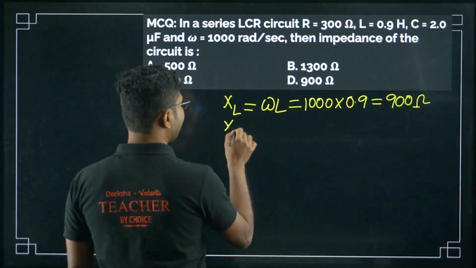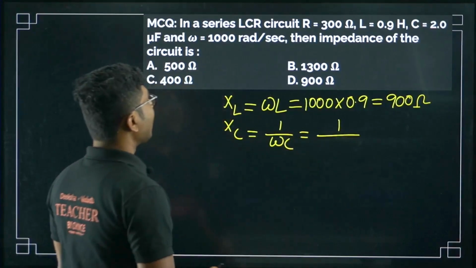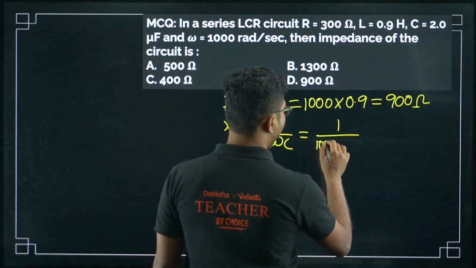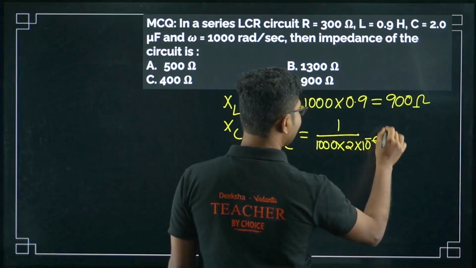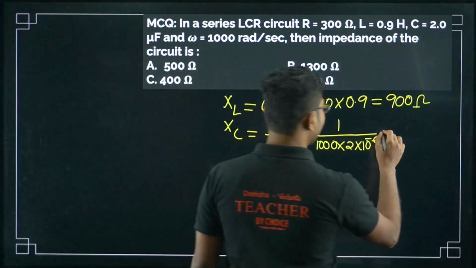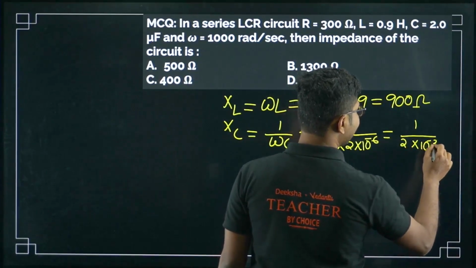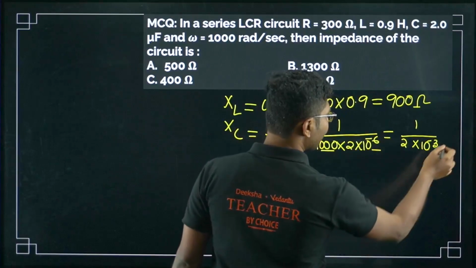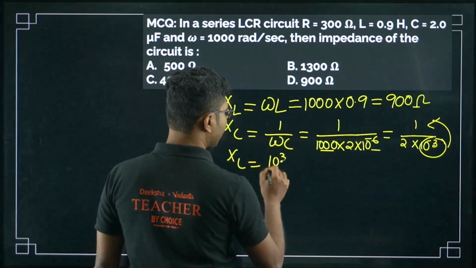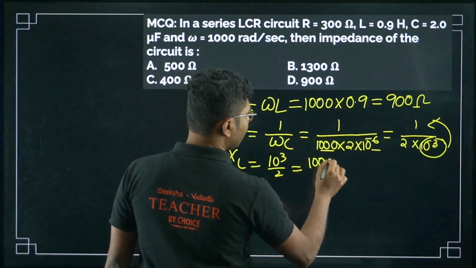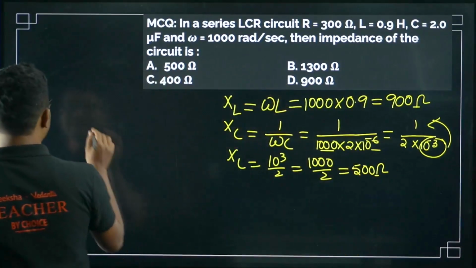What is XC? Now we will calculate XC. XC is 1 by omega C. Omega is 1000 and C is 2 microfarad. Microfarad means 10 to the power of minus 6 in the division, so you can cancel this. You will get 1 by 2 into 10 to the power of minus 3. The minus 3 will go up and become positive. So XC becomes 10 to the power 3 by 2, that is 1000 divided by 2, that is 500 ohm.